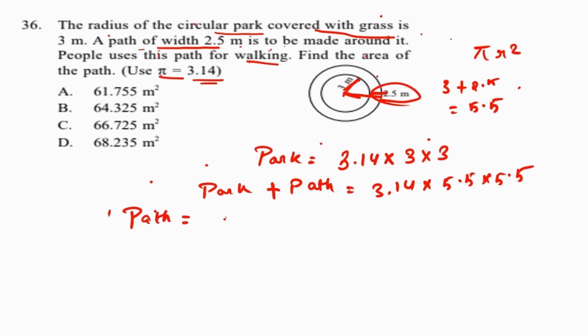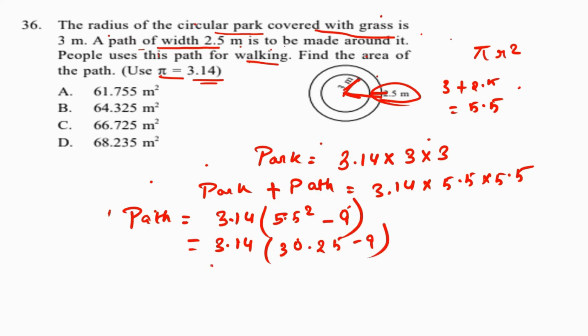So now let's just subtract. When we subtract, we can take the pi 3.14 as common. So 5.5 square minus 3 square, which is 9, has to be done. 5.5 square is nothing but 30.25. So 30.25 minus 9 has to be done. The difference would be 3.14 multiplied by 21.25 coming out of the bracket. When we multiply this, we get 66.725 meters square. That's the area of the path, which is there in option C.